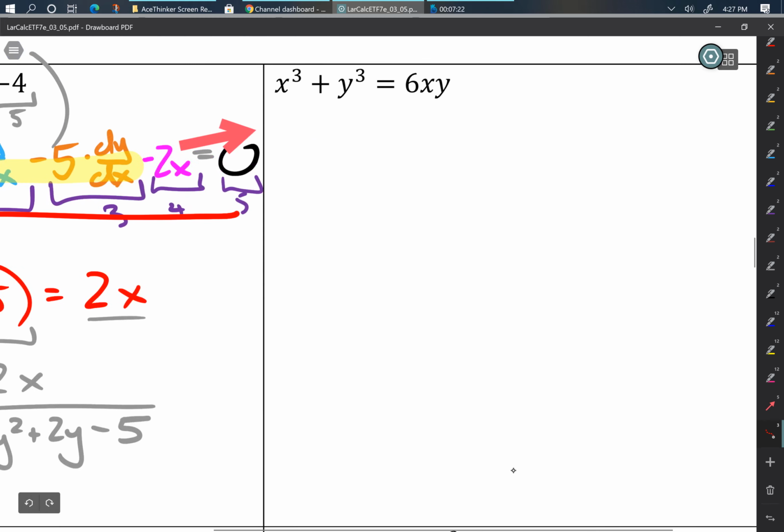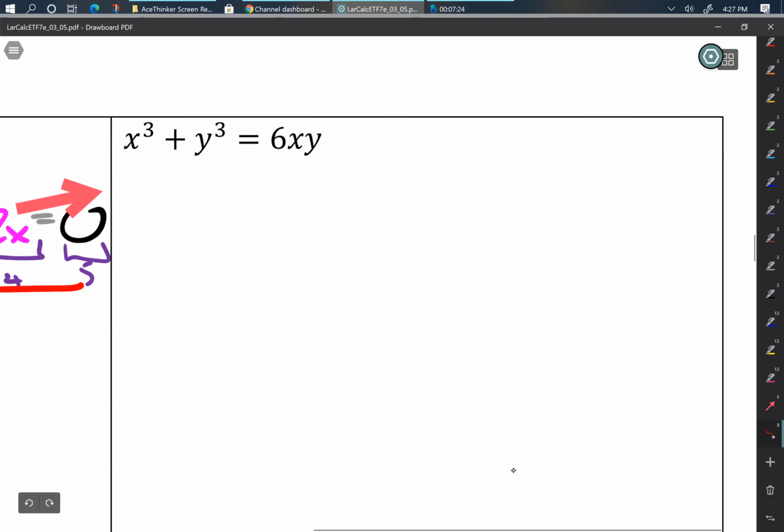Hey, remember this guy from earlier? x cubed plus y cubed equals 6xy? Now's our time to take the derivative of that. I see 3 terms. So my job is to differentiate with respect to x.